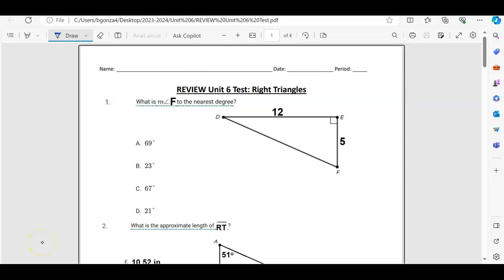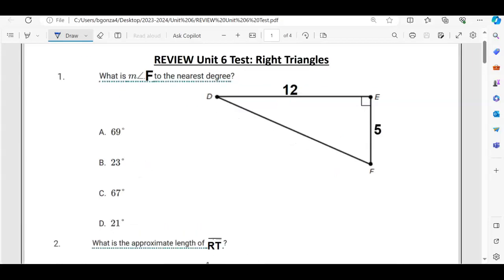All right, here's our review. You want to find the measure of angle F. So F is right here, right? Okay, so from F, label O, across from 90 is H, and then A. Remember, across from F is called the opposite, across from 90 is the hypotenuse, and the leftover is adjacent. So we've got to remember SOHCAHTOA.